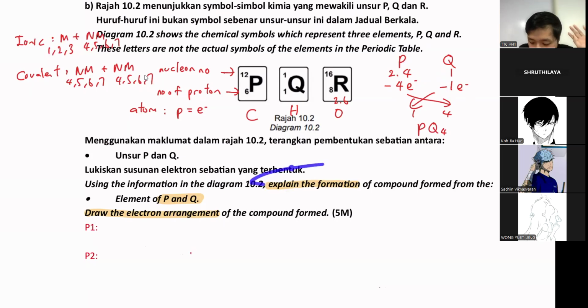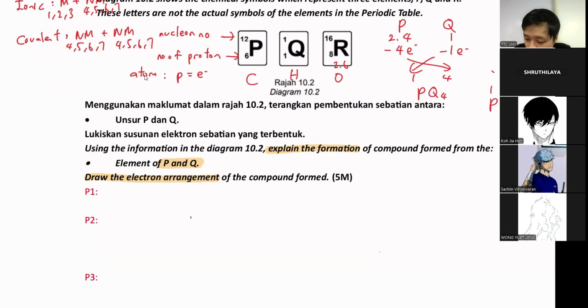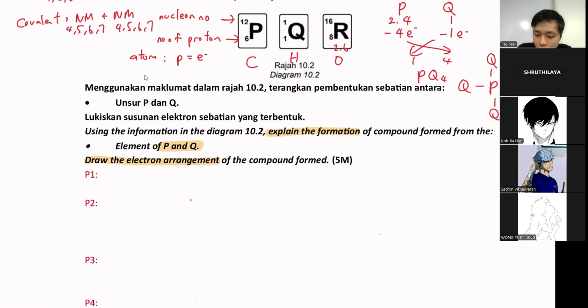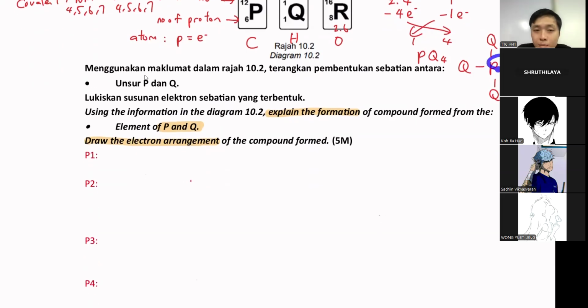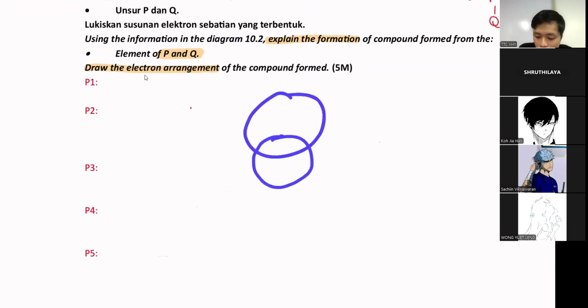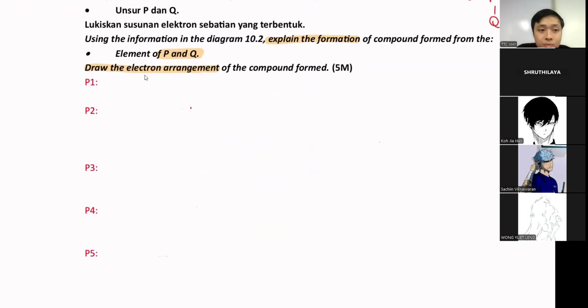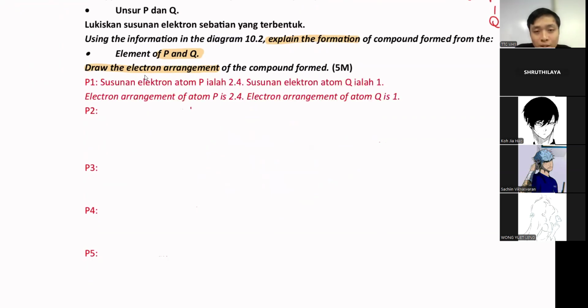They will ask you to describe and also draw. The drawing is like this, the simple version. Actually, this one is CH4, methane. I'm sure you just learned it in Form 5, Chapter 2. Methane, CH4. So one like this, like this, like this. But first, write the electron arrangement at the top: for atom P it is 2.4, for atom Q it is 1.